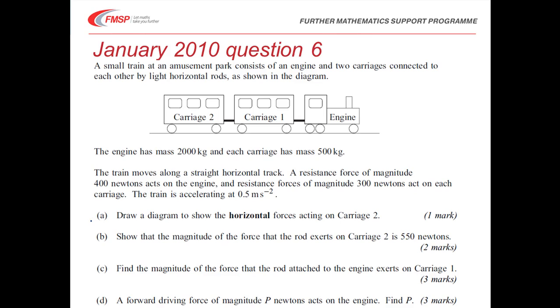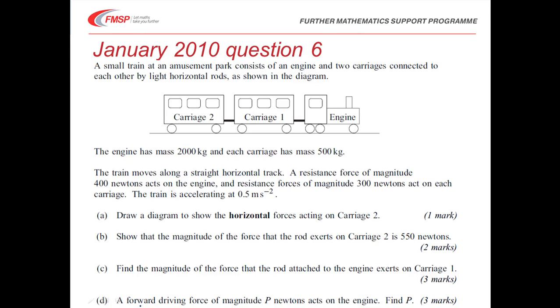So in part A, we're asked to draw a diagram to show the horizontal forces acting on carriage 2. In part B, show the magnitude of the force that the rod exerts on carriage 2 is 550 newtons. And then in part C, find the magnitude of the force that the rod attached to the engine exerts on carriage 1. And in part D, we're told that a forward driving force of magnitude P newtons acts on the engine, and we're asked to find P.